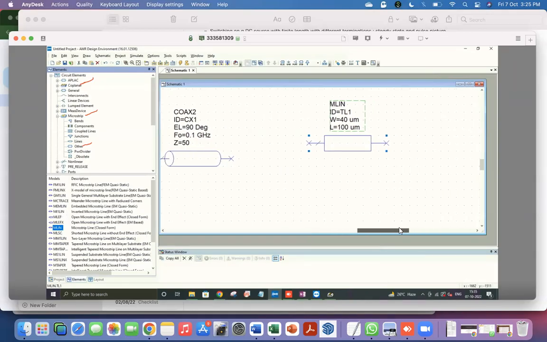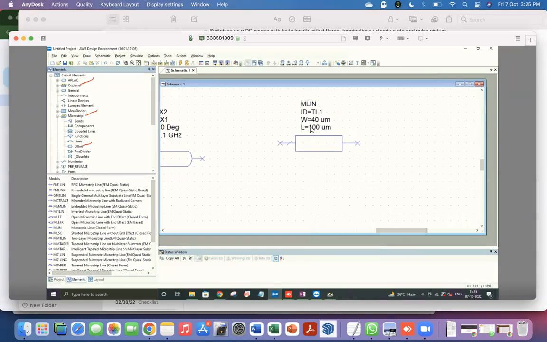So you see here, it gives me two numbers to specify: the width, that's the width of the microstrip line, and the length of the microstrip line. There's something missing here, which is what? Priyanka, is this enough to specify my microstrip line?